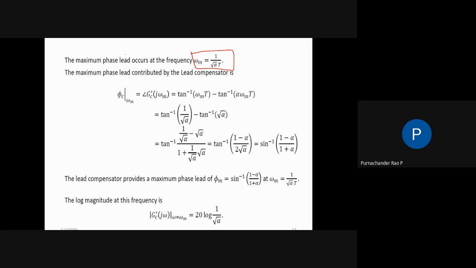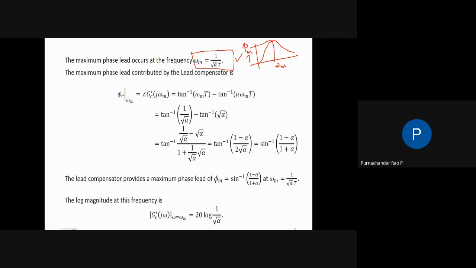And then the maximum phase lead. What is the maximum phase lead now? So here we found the frequency at which the maximum phase lead occurs. This is the frequency we are finding, which is nothing but your omega m. But what is the phase lead, phi m? What is the maximum phase lead which we have to find out?